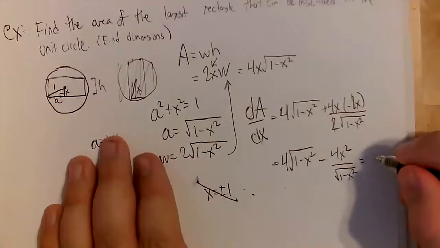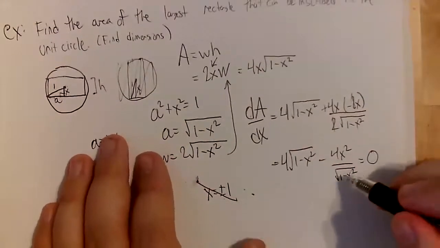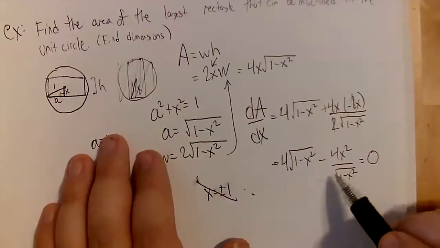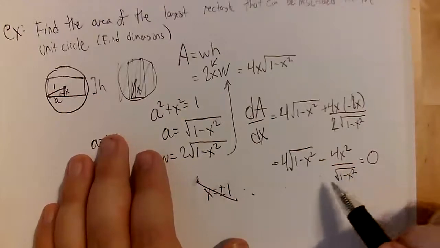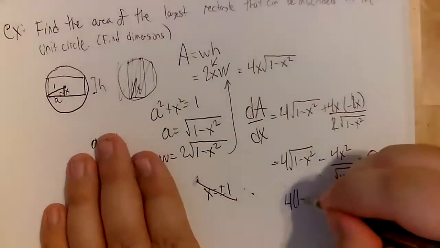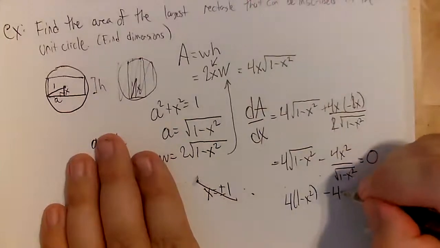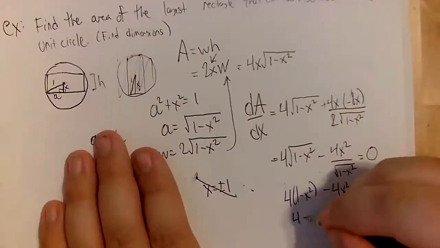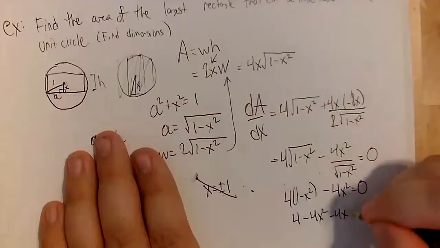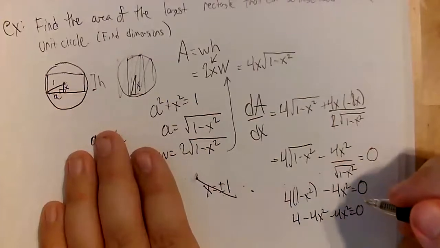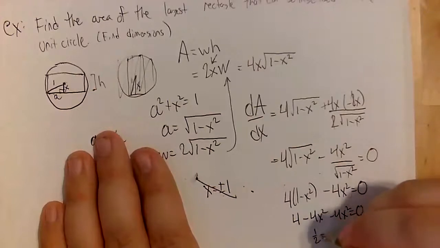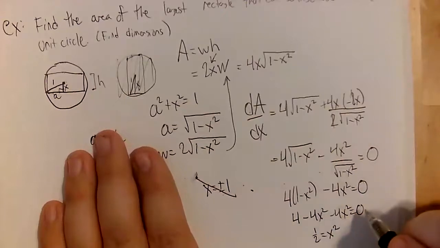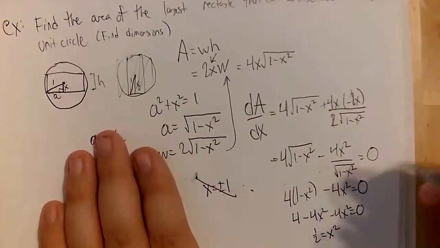All right. So now let's see if there's any critical points we can get by setting this equal to 0. Now, since we specifically said that x is not plus or minus 1 here, we can multiply both sides by root 1 minus x squared, giving us 4 times 1 minus x squared minus 4x squared. All right, multiplying this out gives us 4 minus 4x squared minus 4x squared is 0. So we end up getting that 1/2 is x squared by dividing everything by 4, adding this over here and dividing by 2. So after some algebra, we get that.